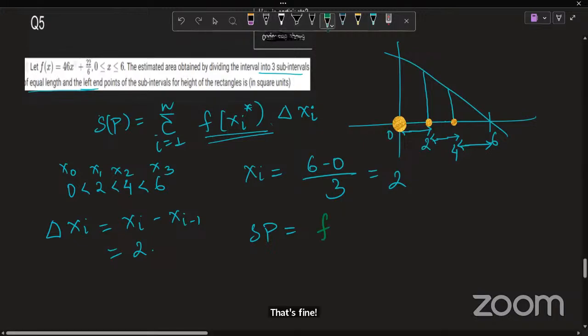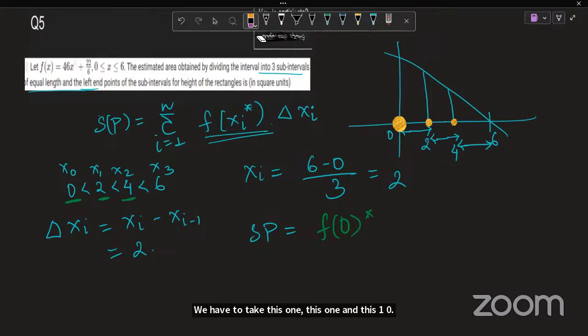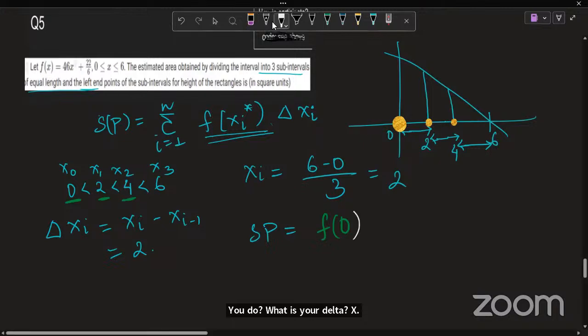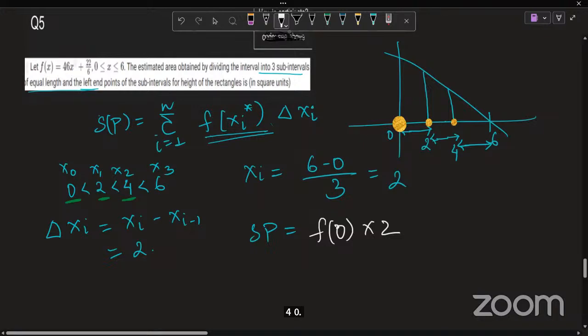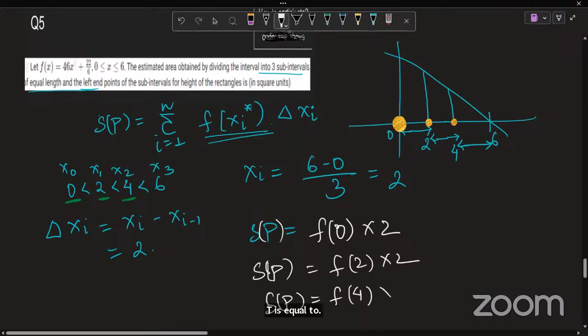So we can write f of 0. The first point is our 0, right? We have to take this one and this one. So f of 0 into what is your delta x? 2. Then plus f of 2 into 2. So S_L is equal to f of 0 into 2 plus f of 2 into 2.